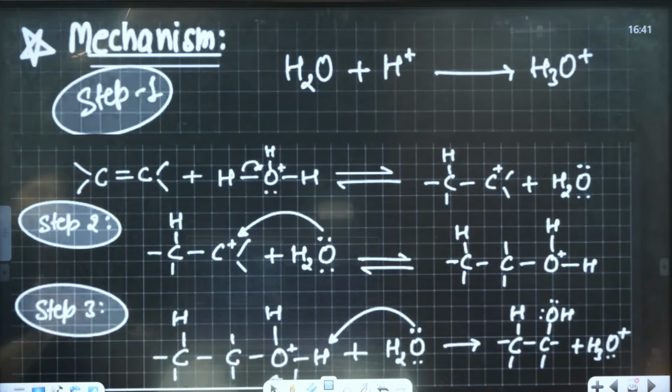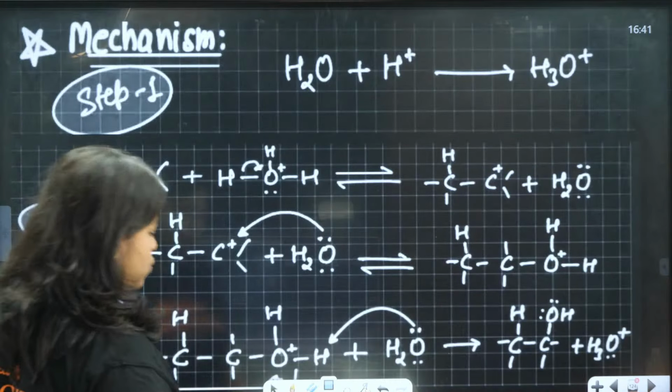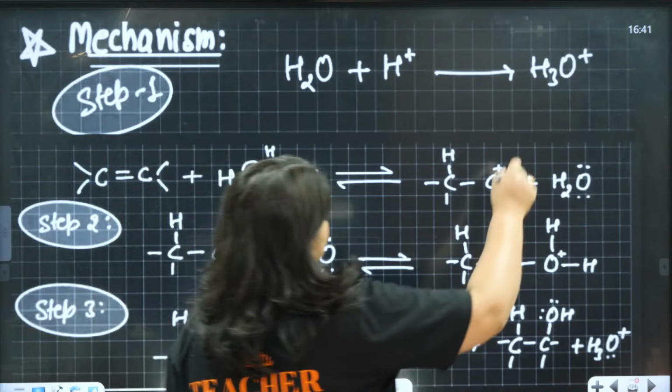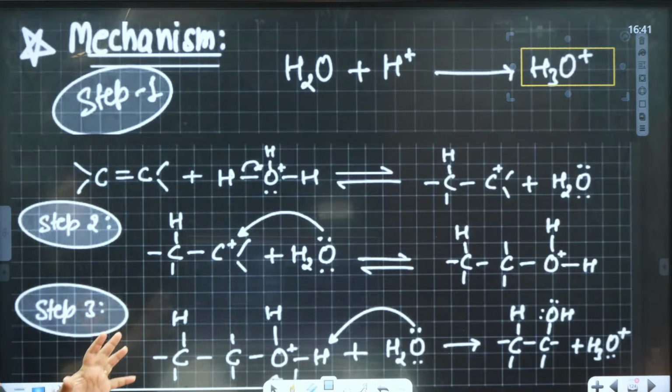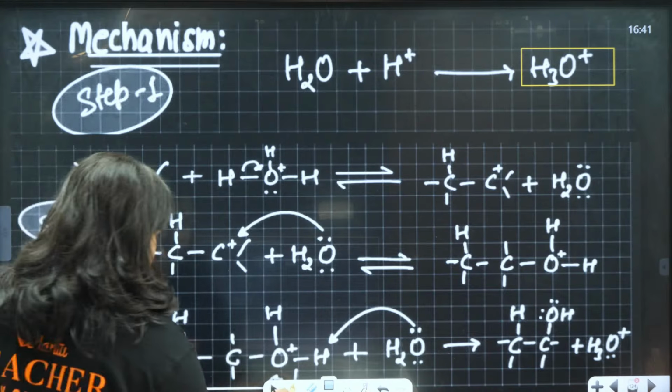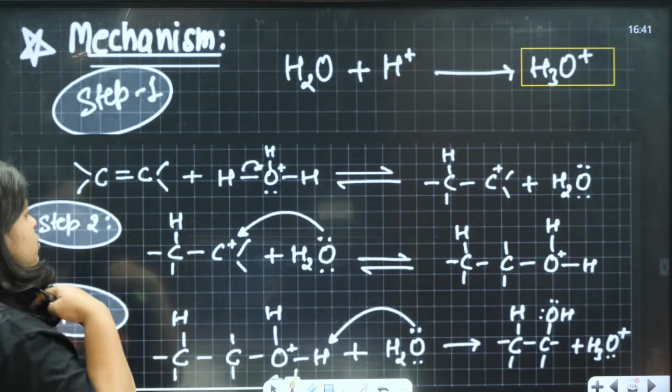Clear? Concentrate on how the mechanism happens, how the water actually adds. By hydration of alkene, whenever the alkene reacts with water in the presence of acid catalyst, alcohol is formed on unsymmetrical alkene. So this is how we hydrolyze the H2O. Again now we will get H3O plus. Now the second step happens with the help of H3O plus. Clear? So now we react the H3O plus with the C double bond C.